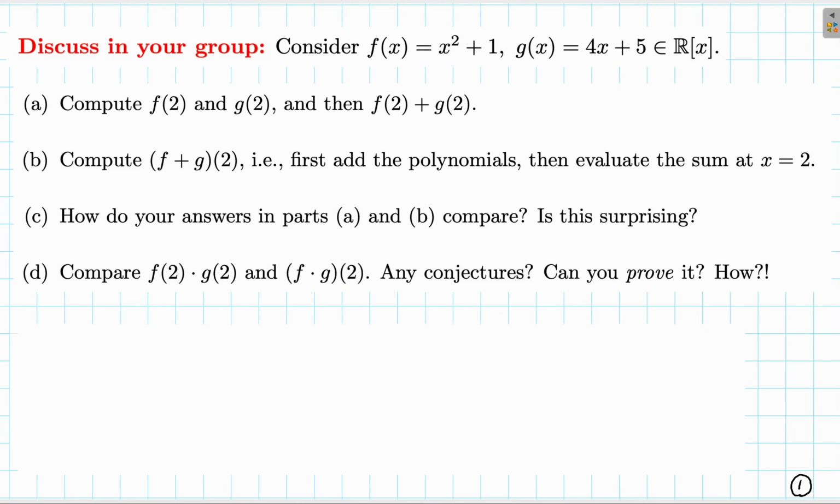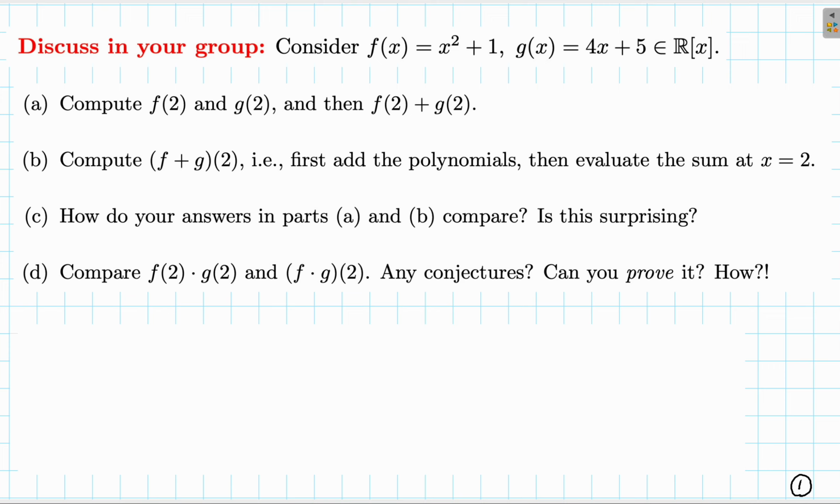Here is a task to get the lesson started. Consider the polynomials f of x equals x squared plus 1 and g of x equals 4x plus 5 with real number coefficients. Part A, compute f of 2 and g of 2 and then find their sum. Part B, compute f plus g of 2.